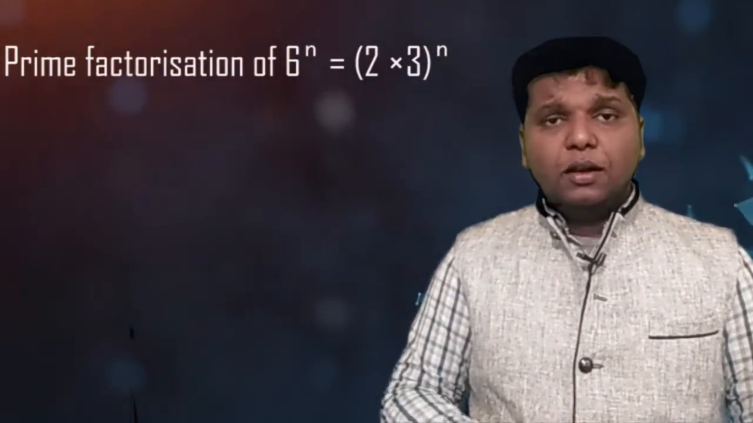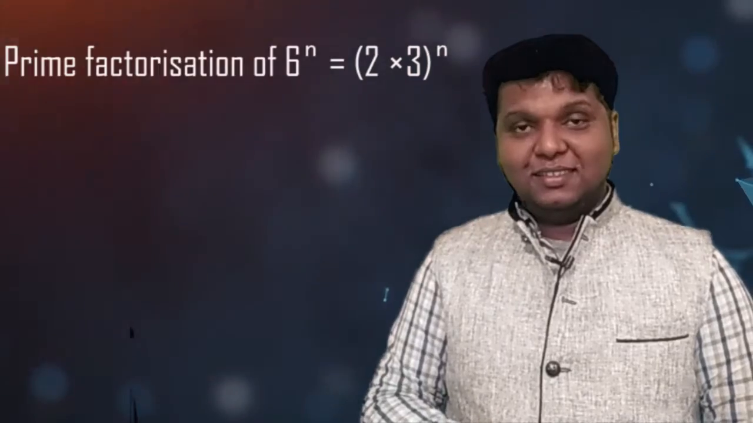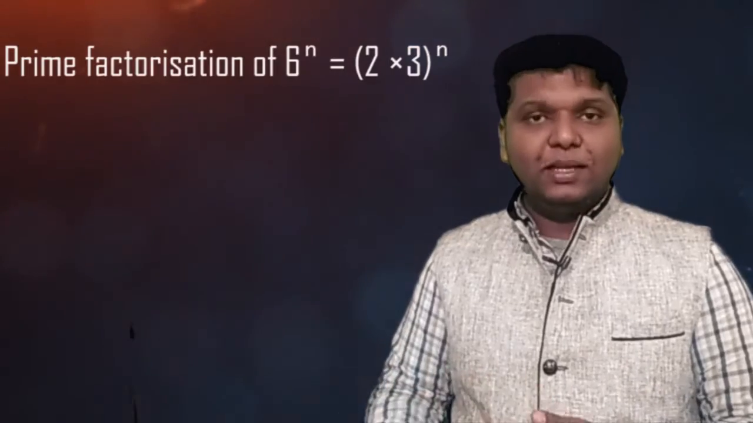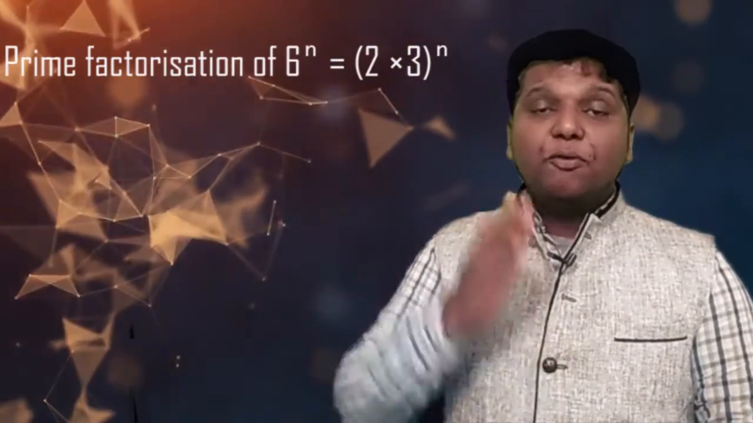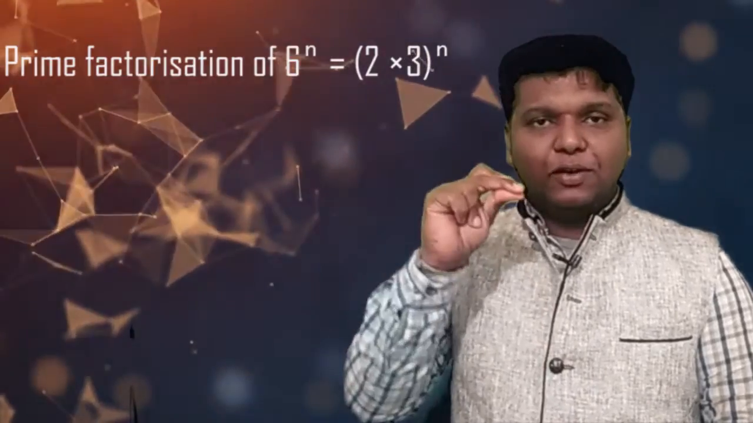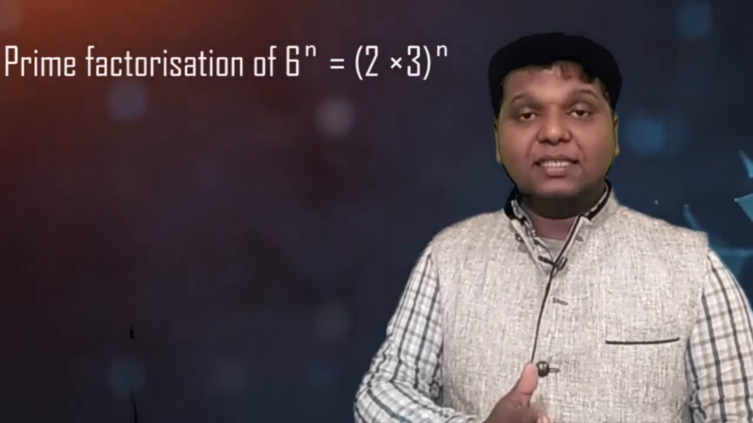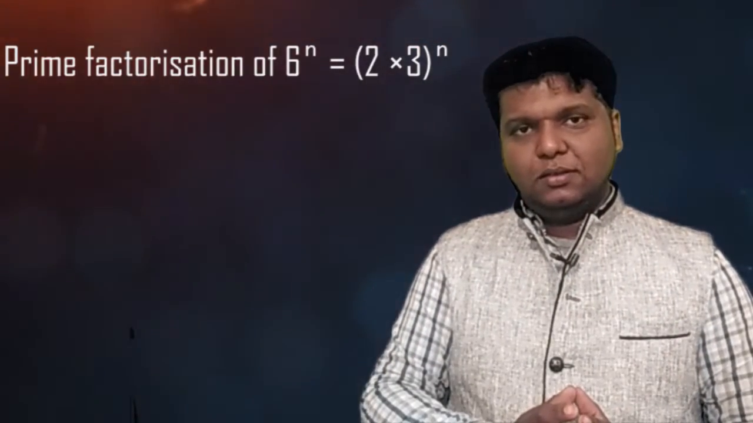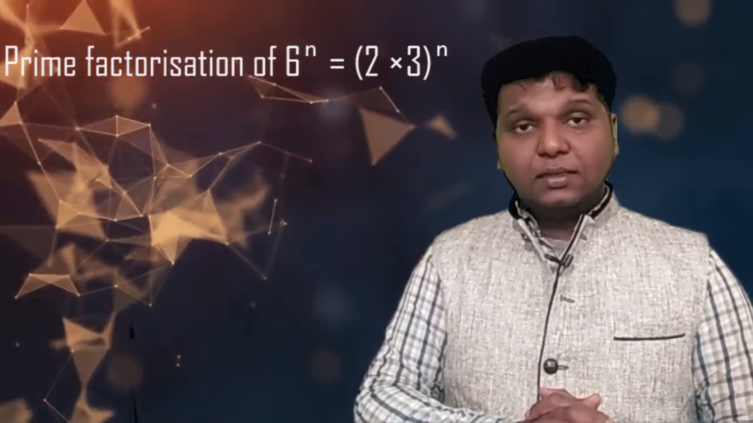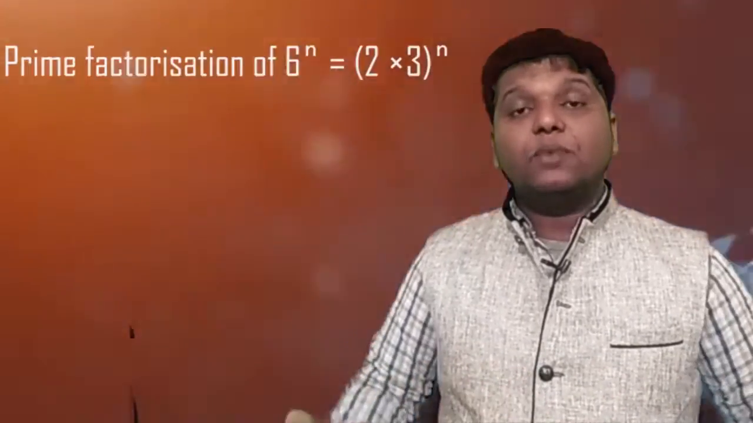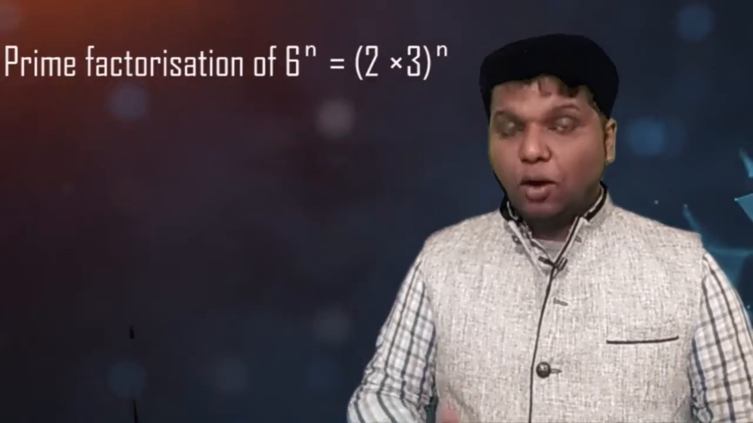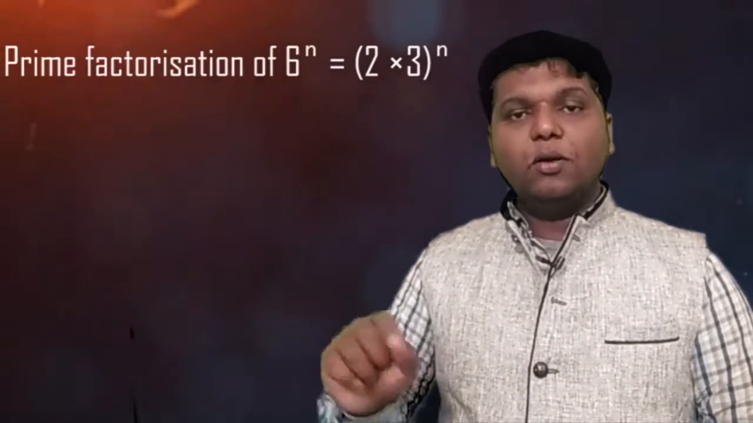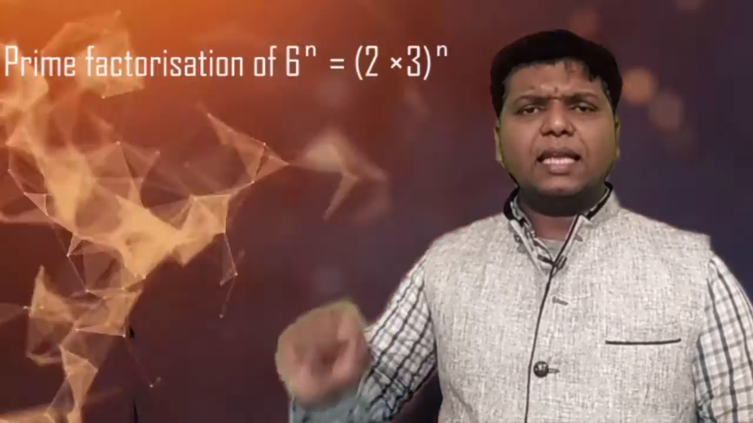Now tell me, did you get 5 when you factorized 6? Did you get it? No. Then what did you get? You got only 2 and 3. So 5 doesn't belong to the factors of 6, right? Inside this one 5 will not come. So that's why we can say as 5 is not a factor of 6, definitely this number is not going to end with 0 for any natural number n.